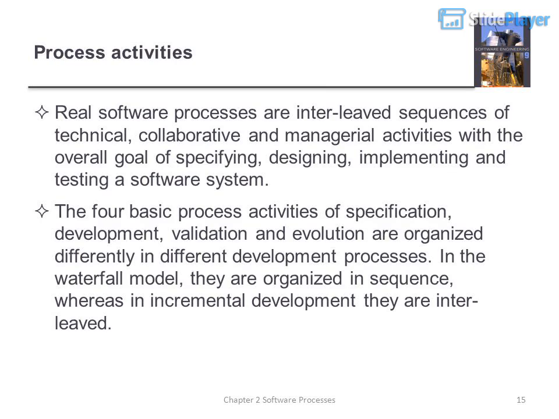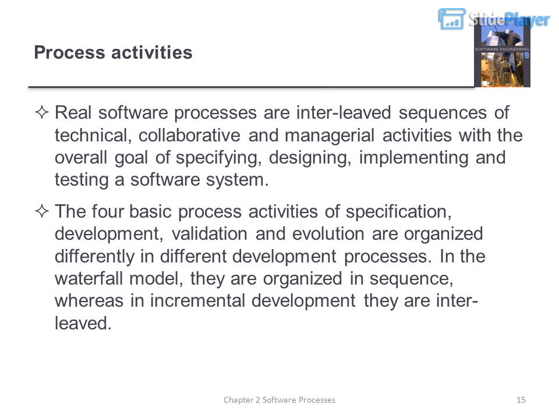Process activities. Real software processes are interleaved sequences of technical, collaborative and managerial activities with the overall goal of specifying, designing, implementing and testing a software system. The 4 basic process activities of specification, development, validation and evolution are organized differently in different development processes. In the waterfall model, they are organized in sequence, whereas in incremental development they are interleaved.